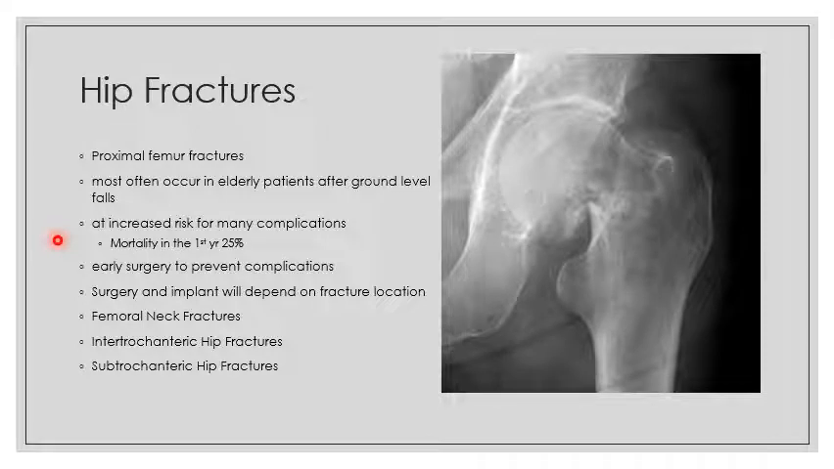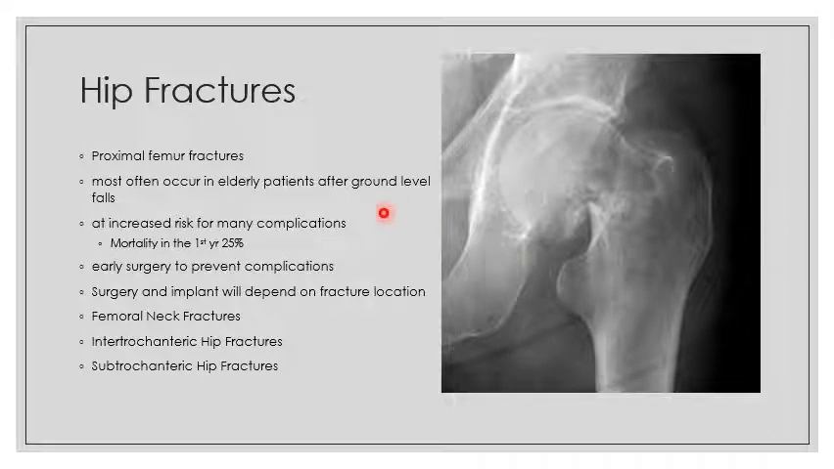The mortality in the first year is calculated at 25%. And in one study, they say around 50% will die within 2 years if surgery is not done. So the early goal is to do an early surgery to prevent complications of prolonged bed rest, like your bed sores, infections, pneumonia. Surgery and implant will depend on fracture location.